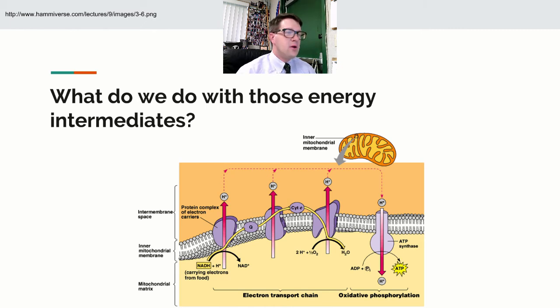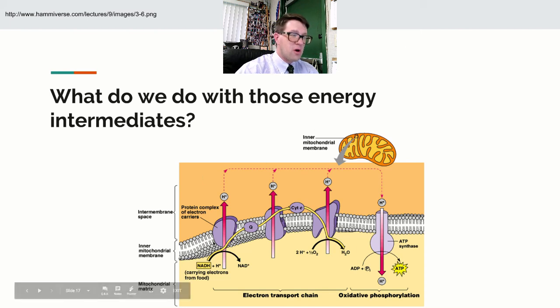So ultimately, we end up having a lot of FADH2s and NADHs, and the question then becomes, well, what do we do with all of this? Much like with photosynthesis, along that inner mitochondrial membrane, we have a series of proteins. What they will do is take electrons from NADH and FADH2, and move those electrons around from what we would call complex 1 to 2 to 3 to 4.